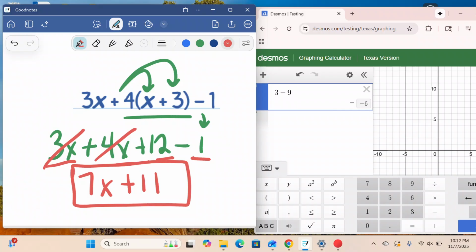So I have just gone over a crash course of distributive property and collecting like terms. I hope this has helped you out in knowing some basic information on understanding what distributive property is and how to combine like terms.